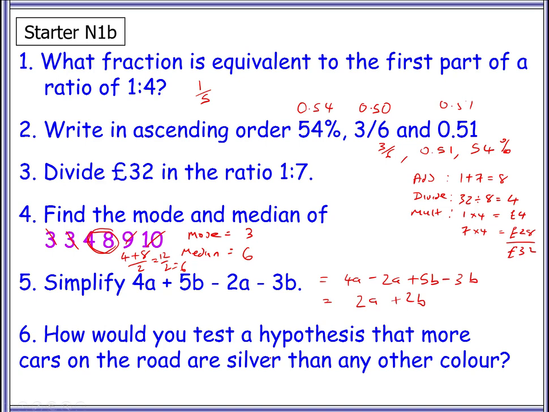And the final one we've got: can you test the hypothesis that more cars on the road are silver than any other color? To test the hypothesis, what would you do? Conduct an experiment. So you could sit down outside the school gates and count cars. Only trouble you're going to have is that the experiment is going to be valid just for the area that you're counting the cars in. Good. Moving on.